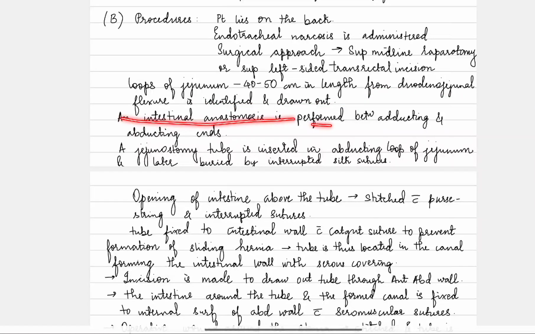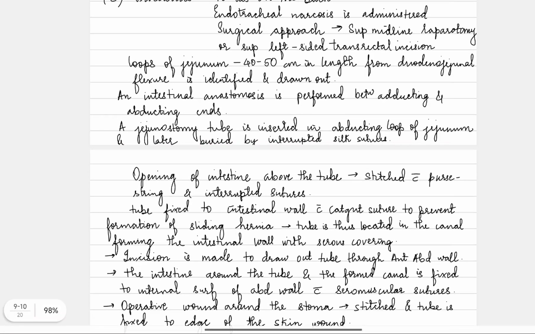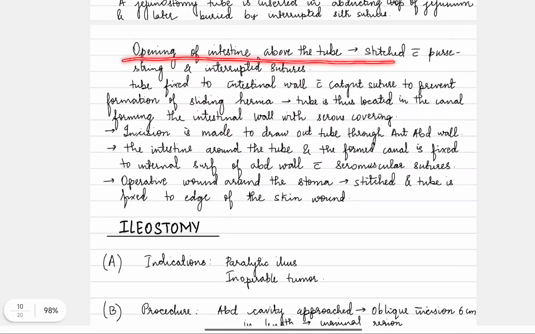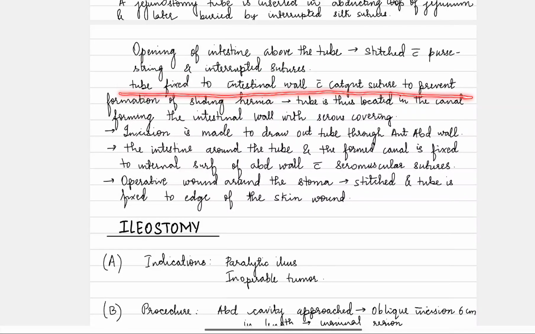An intestinal anastomosis is performed between the adducting and abducting ends. A jejunostomy tube is inserted in the abducting loop of the jejunum and later buried by interrupted silk suture. The opening of the intestine above the tube is stitched with purse string and interrupted suture. The tube is fixed to the intestinal wall with catgut suture to prevent the formation of sliding hernia. The tube is thus located in a canal formed by the intestinal wall with serous covering.